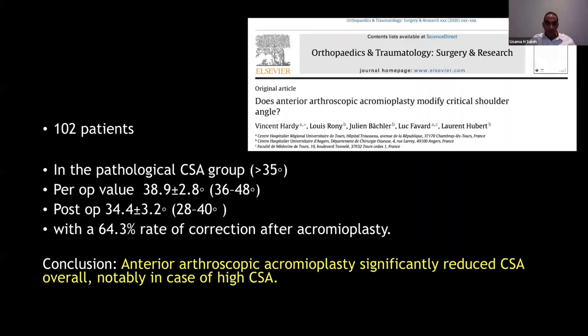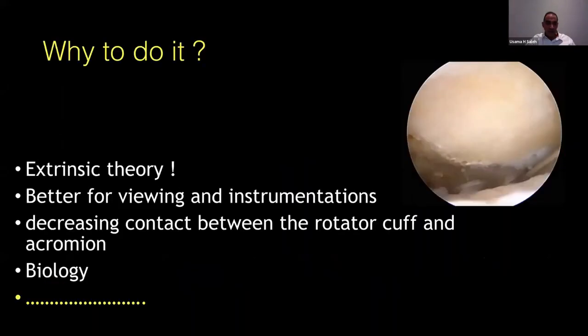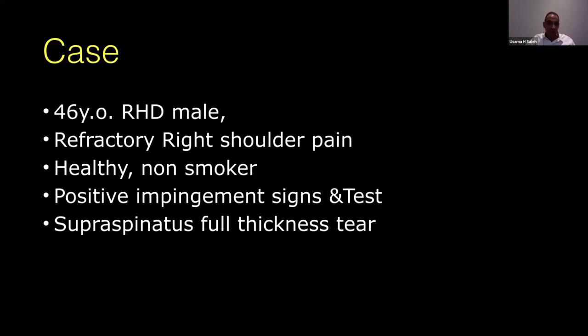So because of these 2 studies, if we go back to the same slide, why do we still do anteroinferior acromioplasty? We can add the second line: it does correct the high critical shoulder angle, according to the evidence from 2 centers. So let's go to a case study of how we correct this critical shoulder angle.